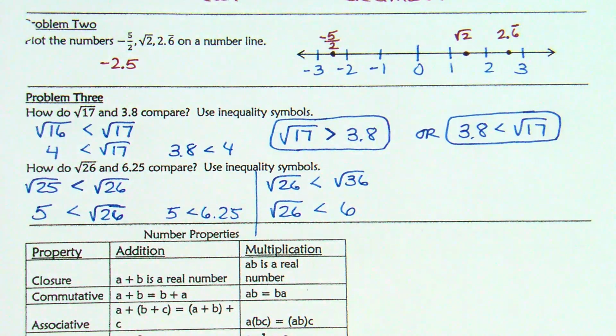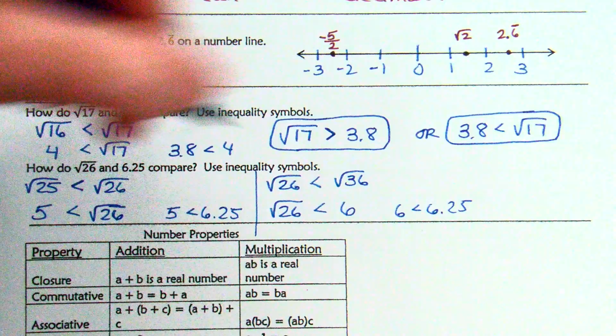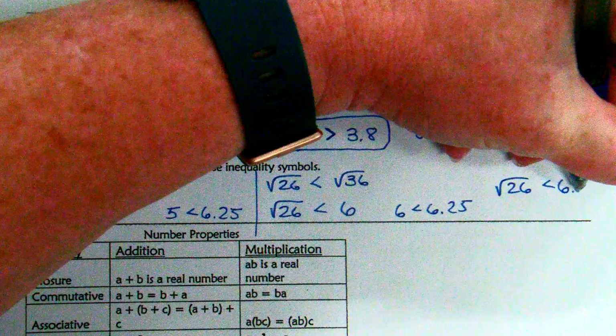Okay, let me finish up what I was saying about this one. The square root of 36 is 6. Since 36 is bigger than 26, that means 6 is slightly bigger than the square root of 26. We also knew that 6.25 is bigger than 6, right? So now that's what we needed to know. One of these numbers is smaller than 6, one of these numbers is bigger than 6. And so we can say that the square root of 26 is smaller than 6.25.